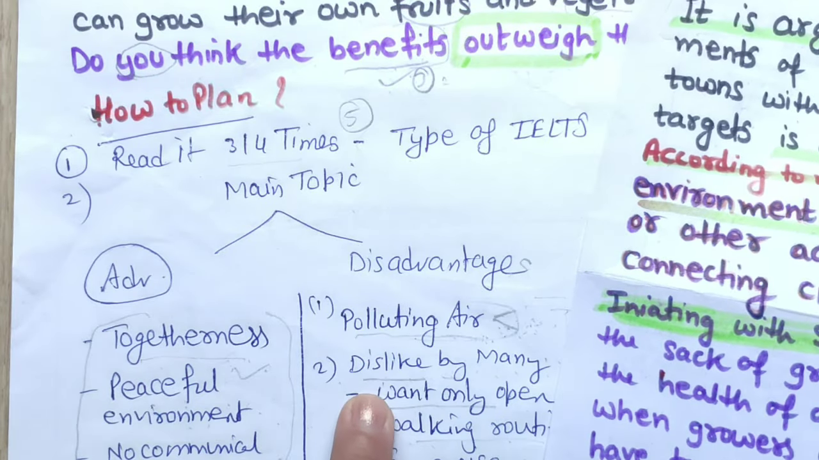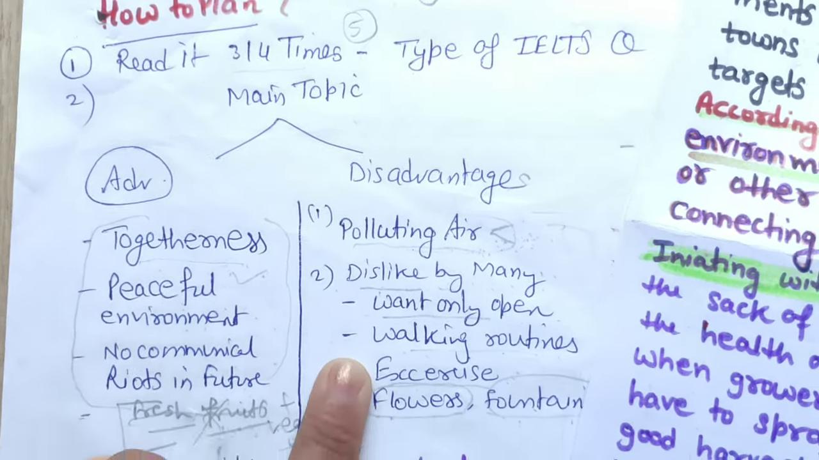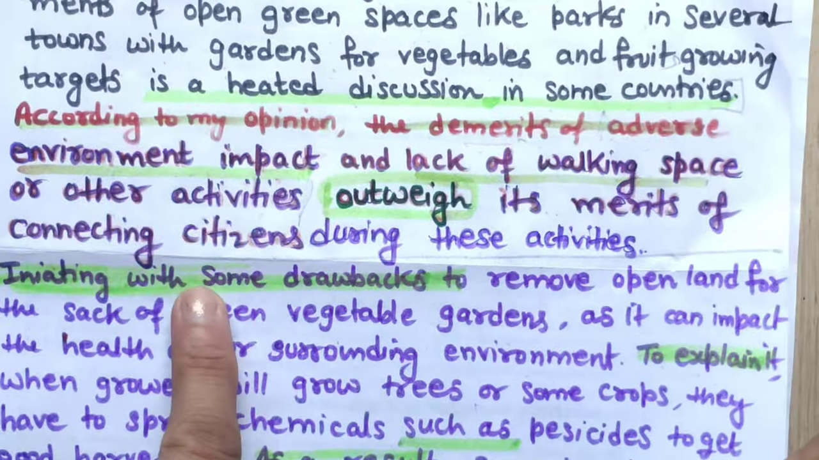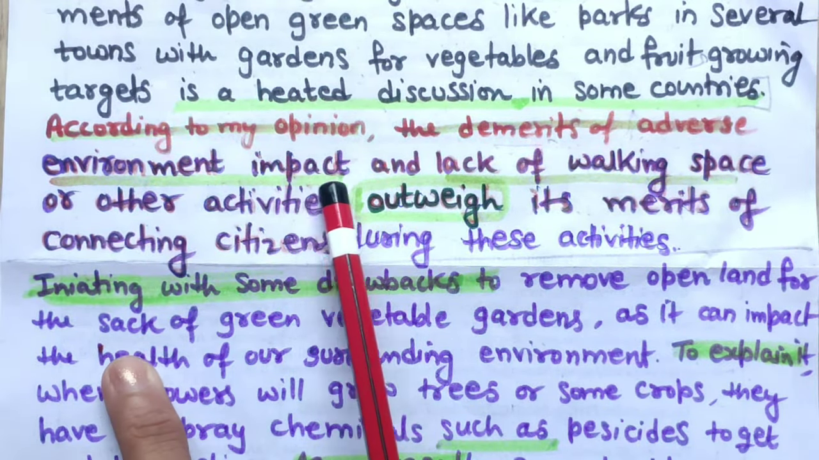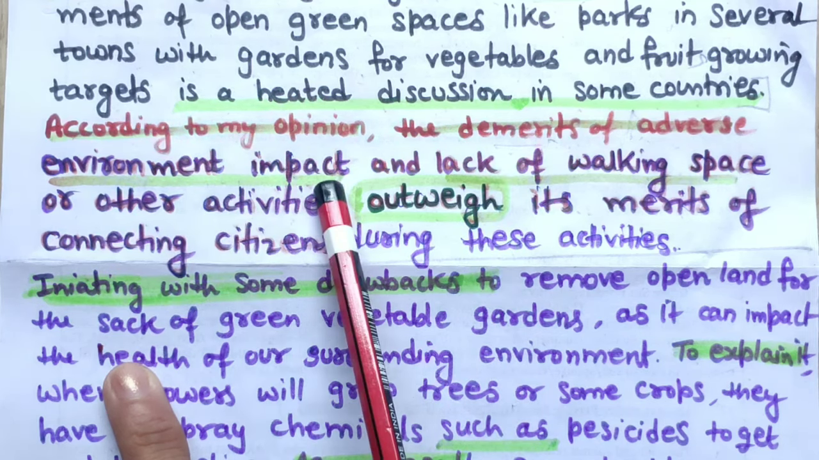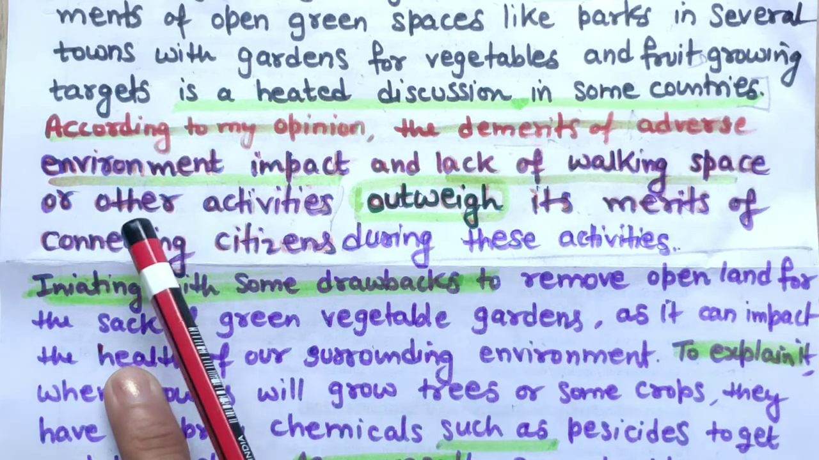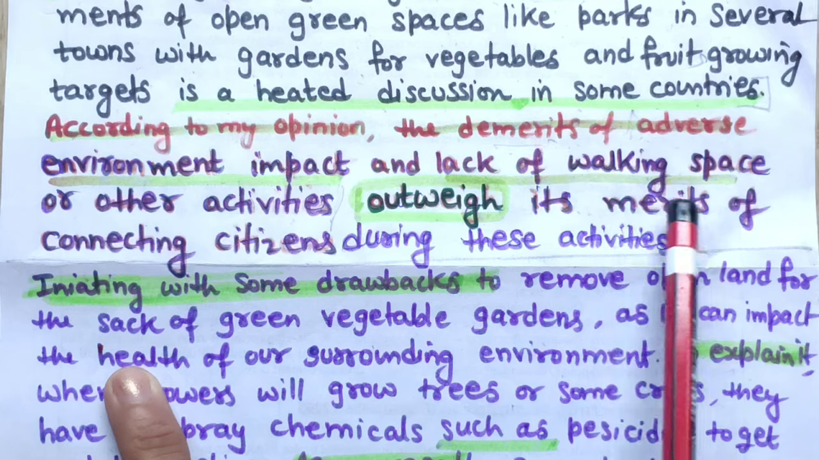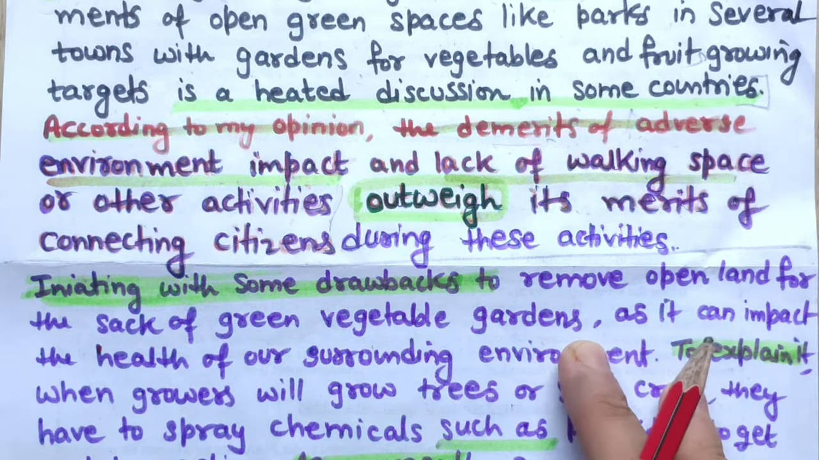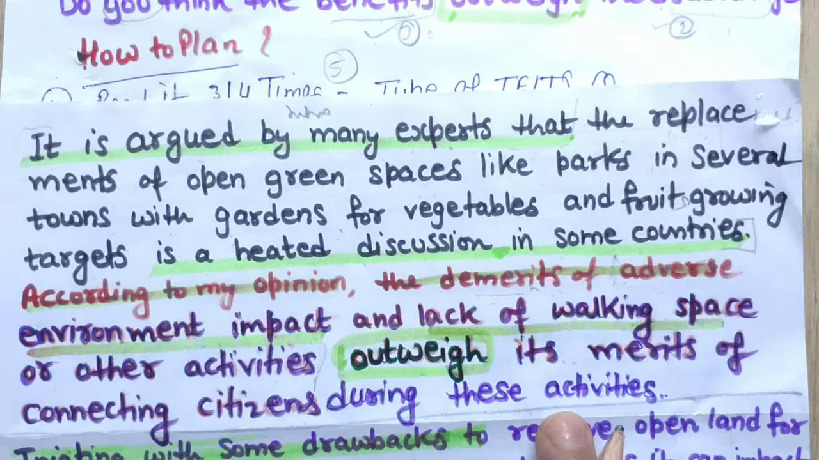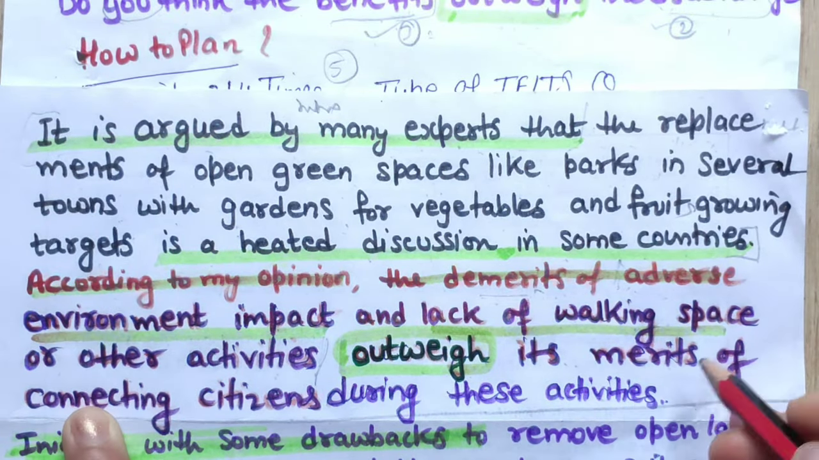Polluting air, okay, and open spaces and air togetherness. So what we have, I have written the demerits of adverse environmental impact and lack of walking space or other activities outweigh its merits of connecting citizens during these activities. So this is my introduction. Till here introduction. Okay.